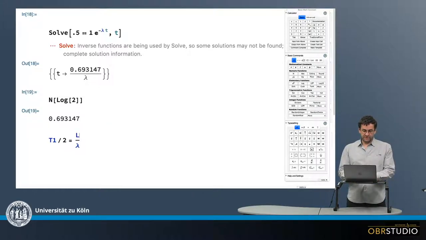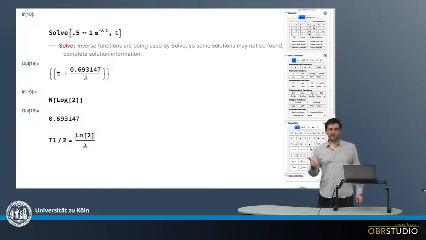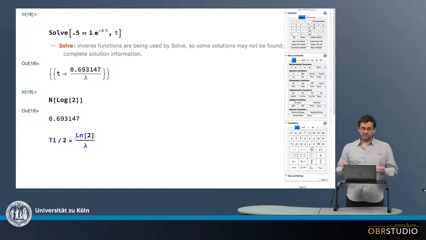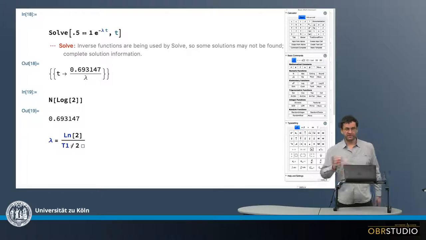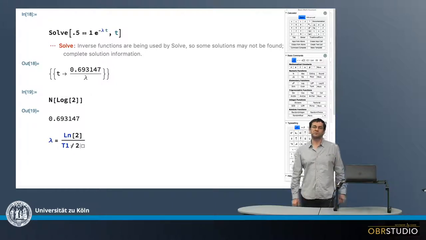So the relationship means, and let me write it more typically, the half-life is the natural logarithm of 2 divided by lambda, so divided by the decay constant. Or I could write the decay constant here, and this is the same relationship. So the decay constant lambda equals the natural logarithm of 2 divided by the half-life. So this is the relationship between these two, which can be readily derived from the decay equation.